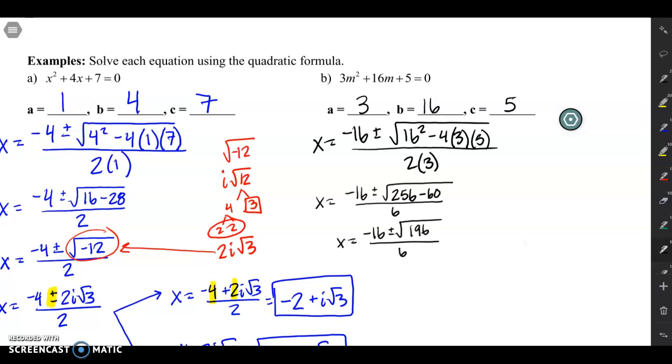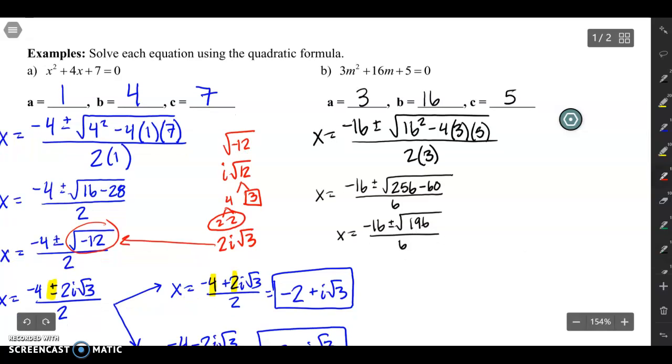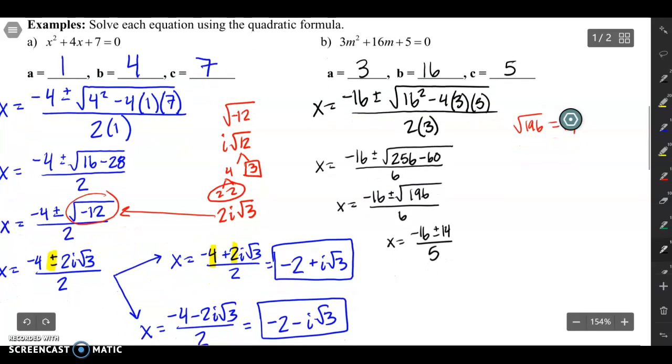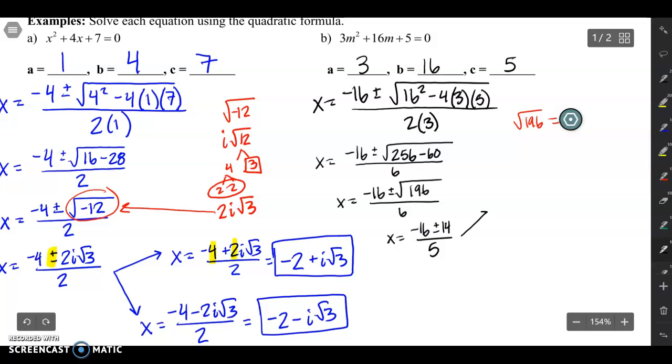Now this one you may or may not know, but the square root of 196 is actually just equal to 14. So in this case, I'm going to be able to get rid of my square root completely by just replacing the square root of 196 with 14. Okay, so once I've got the square root simplified, that's when I'm going to separate it into two different problems.